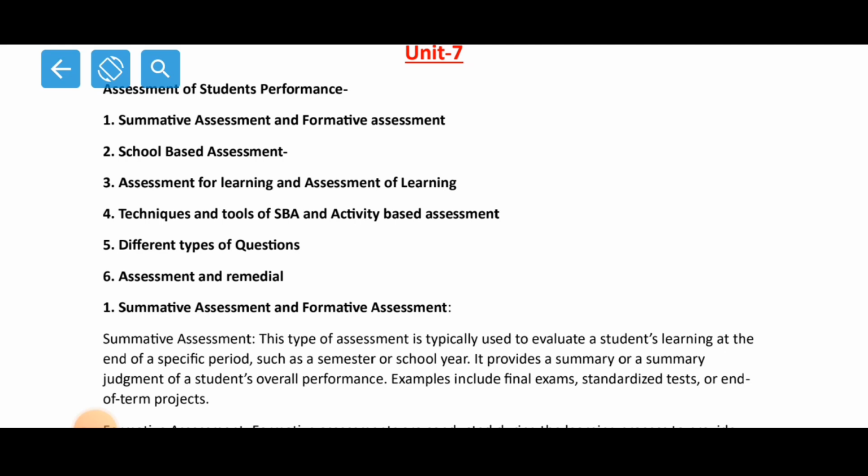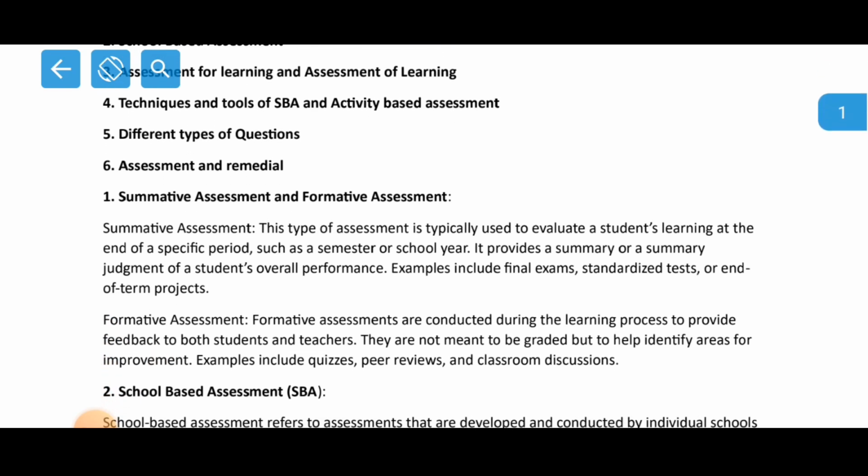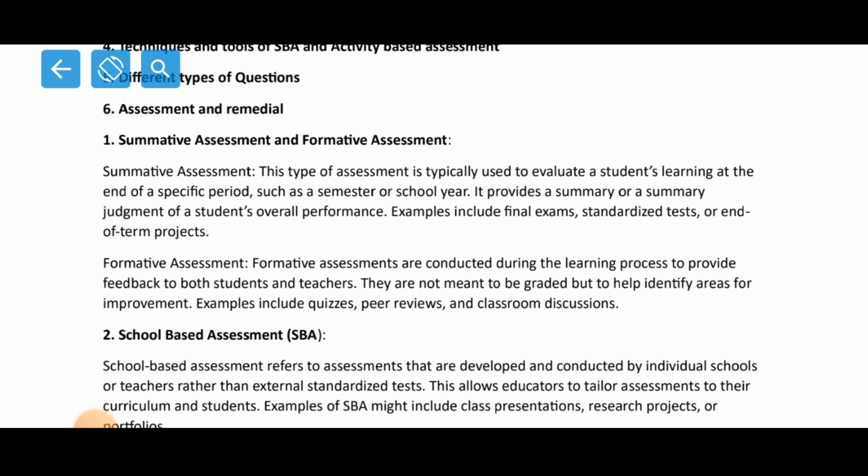Assessment and remedial teaching. Remedial teaching means teaching again. What are the shortcomings of the students? What are the areas of improvement? All these are taken into account. Right, now let us see one by one. First of all, let us see summative assessment and formative assessment.